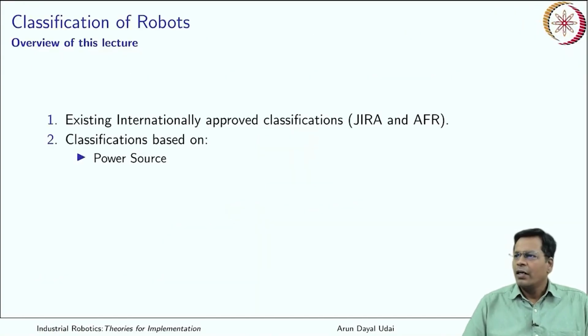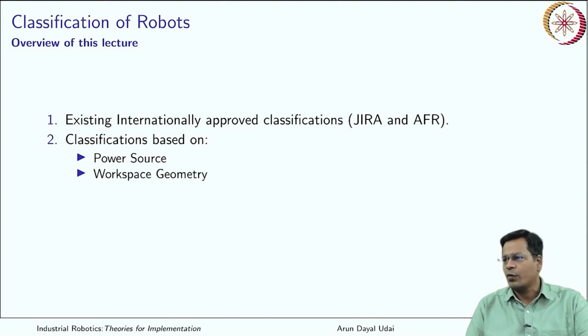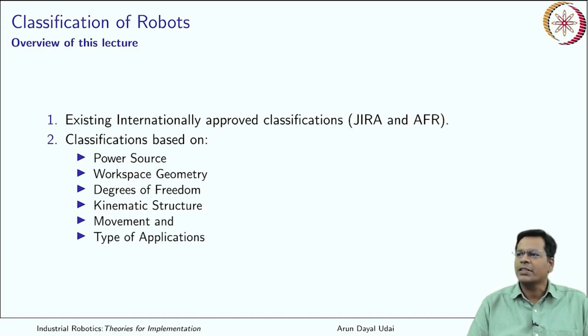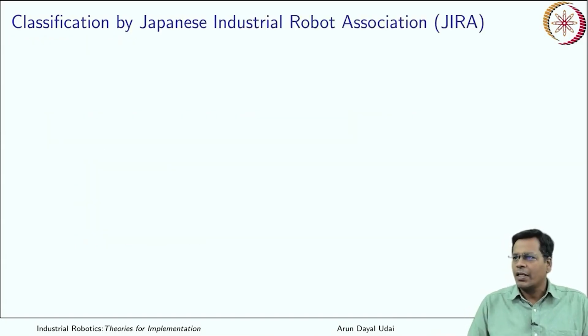In today's lecture I'll be covering mostly existing internationally approved classifications, JIRA and AFR, and classifications based on power source, workspace geometry, degrees of freedom, kinematic structure, movement, and different types of application. You can further classify a given robot. Classification by the Japanese Industrial Robot Association, JIRA, has a special way of classifying industrial robots.